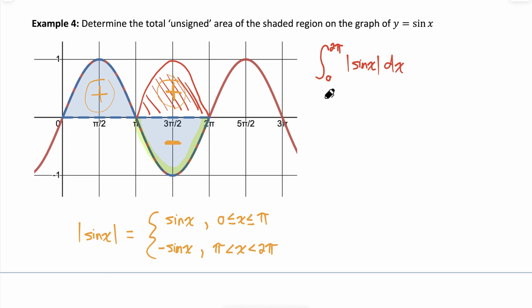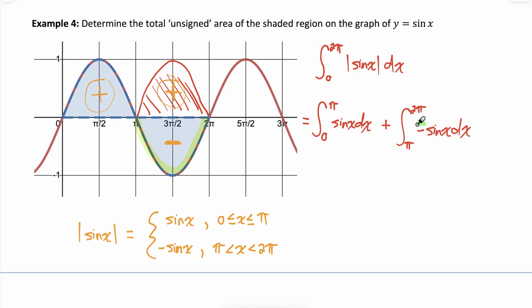So I can separate my integral into two different definite integrals. The definite integral between 0 and pi of sine x dx, plus the definite integral between pi and 2 pi of negative sine x dx. Notice the absolute value of sine x on my second interval between pi and 2 pi is equal to the value of negative sine x, because sine is under the x-axis on that interval. So now I just have to evaluate these two definite integrals.